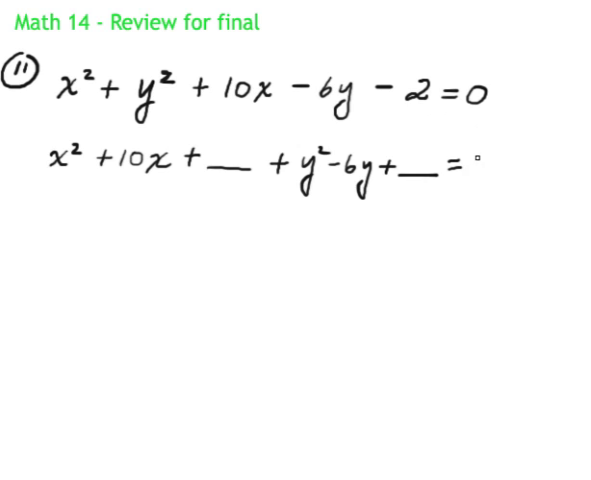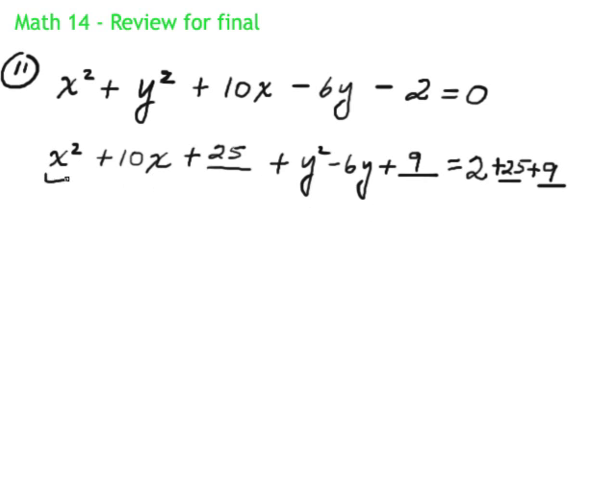Now we'll bring the constant over to the right-hand side, and we'll put two blanks to correspond to these two blanks, because we have to add the same thing to both sides. Here we're going to add half the middle term. Half of 10 is 5, squared is 25. We're going to add that to complete this square. And here, same thing, half the middle term squared. Half of 6 is 3, squared is 9. So we're adding 25 and 9 to the left side of the equation, so we have to add that to the right side as well.